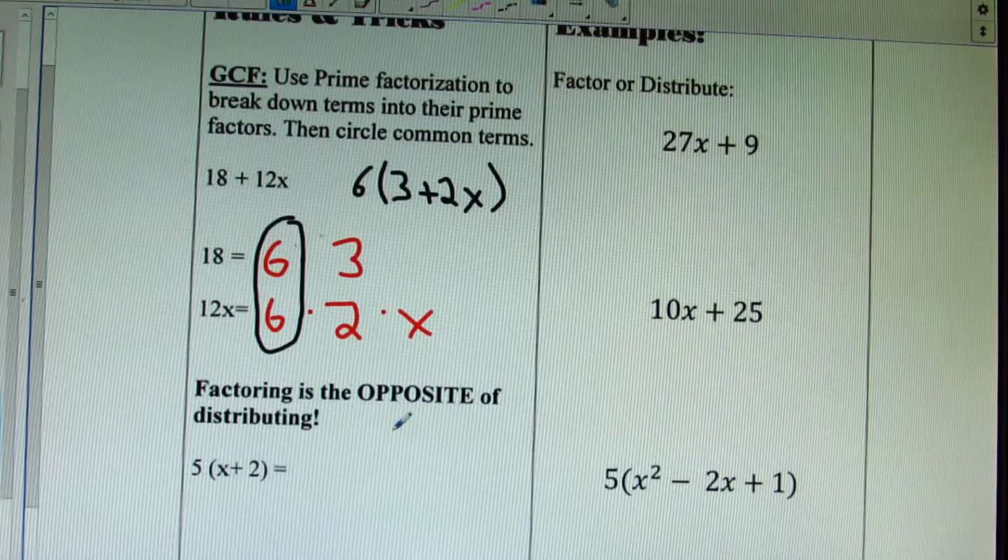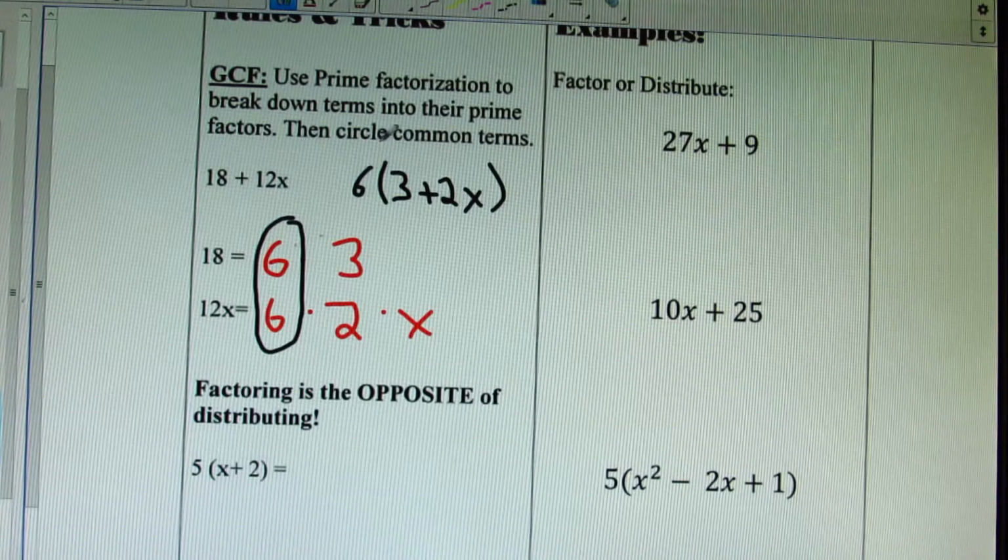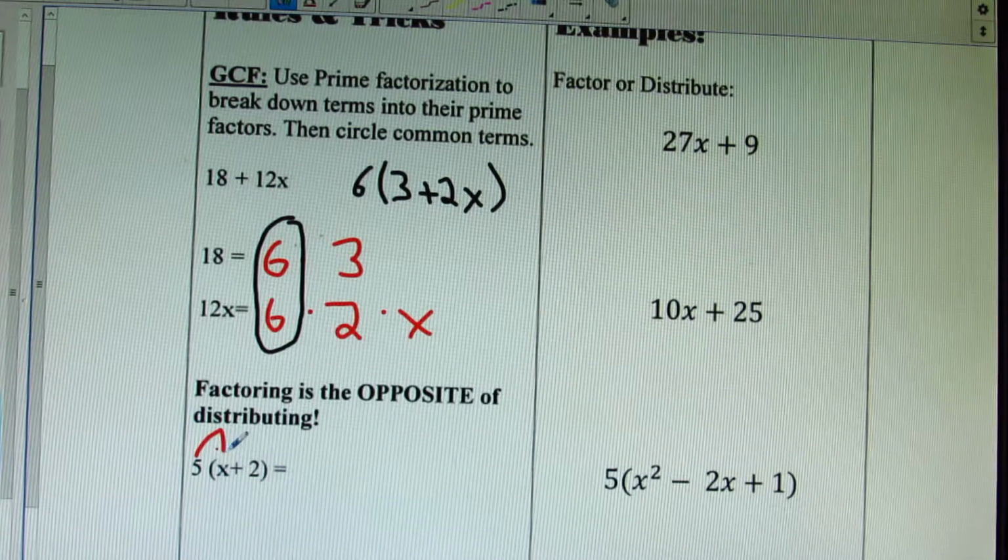Factoring is the opposite of distributing. So by checking, 6 times 3, that's 18. 6 times 2, that's 12x. I'm going to do some distributing here.